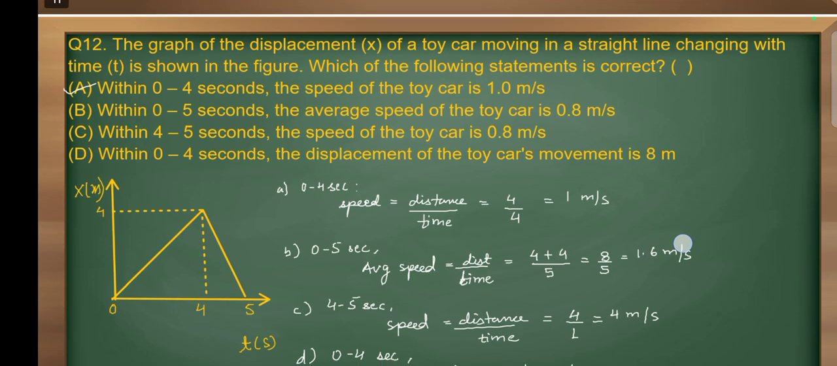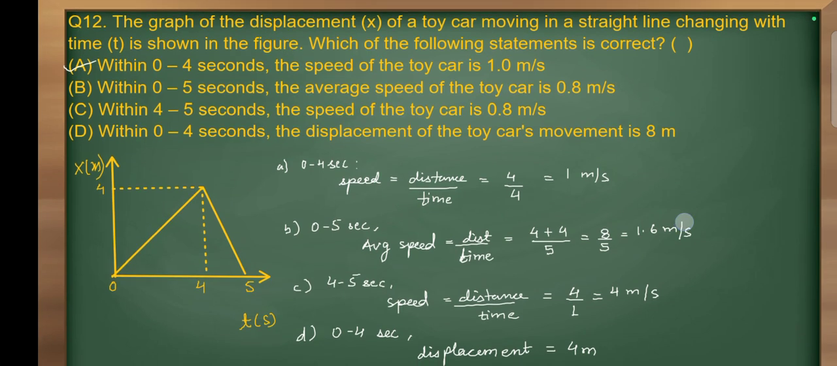Question number 12. The graph of displacement of a toy car moving in a straight line changing with time is shown in figure. Which of the following statement is correct? Within 0 to 4, the speed of car is. We know that speed is equal to distance by time. Here the distance covered by car is 4 meter and the total time is 4 seconds. So speed will be equal to 1 meter per second.